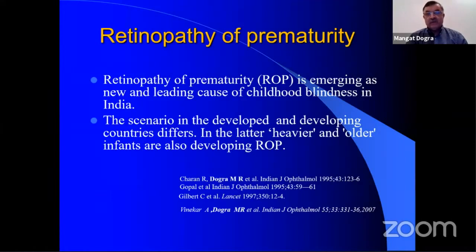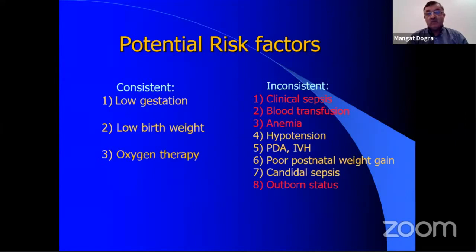We also need to know that this is not only going to be a big problem coming up for our country, it is already there. And there is also a problem that in a country like India, heavier and older infants are also developing ROP, which is quite different. So what are the potential risk factors? The biggest factor is, of course, prematurity. The lower the gestation age, the lower the weight, the more the chances of ROP.